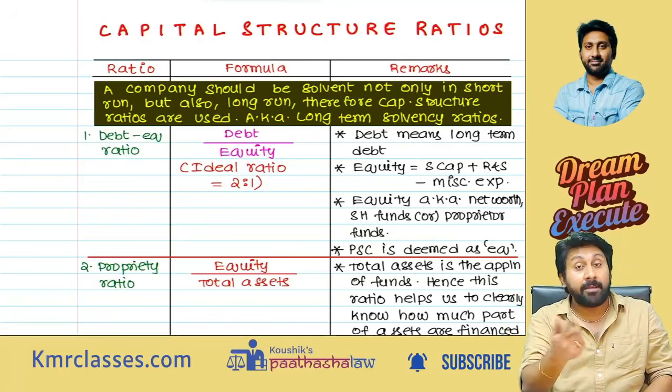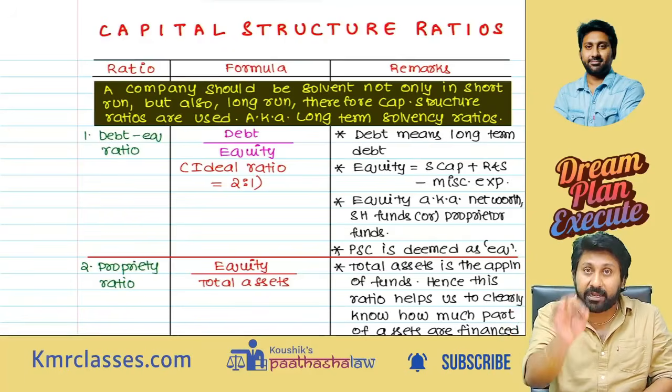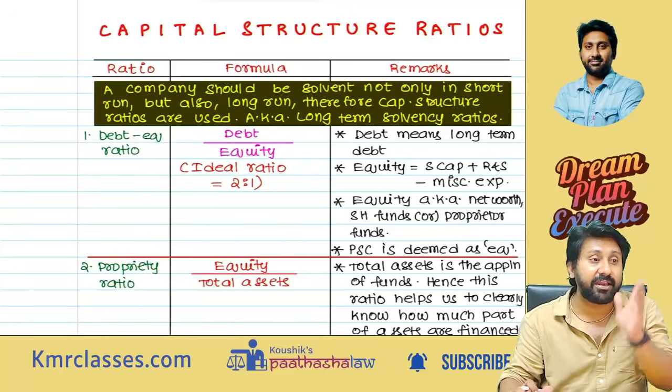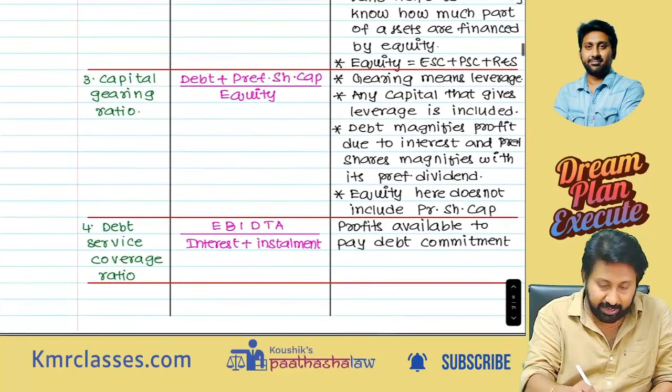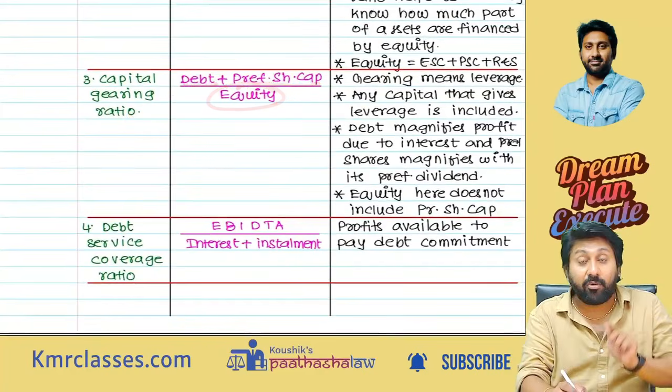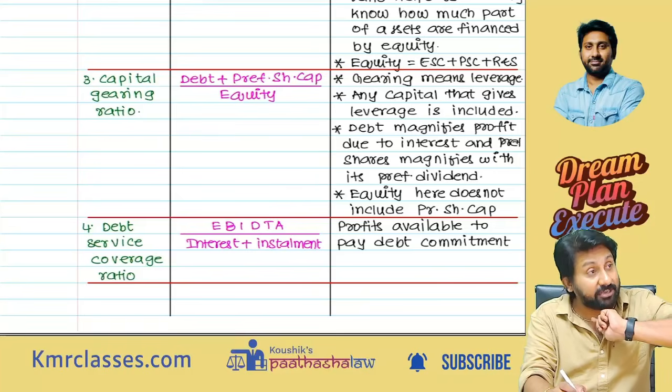Sir, when does preference also become debt? It becomes debt when you are calculating a similar kind of ratio called the capital gearing ratio. See, capital gearing ratio is debt plus preference by equity. Now here debt is separated and preference is also separated.